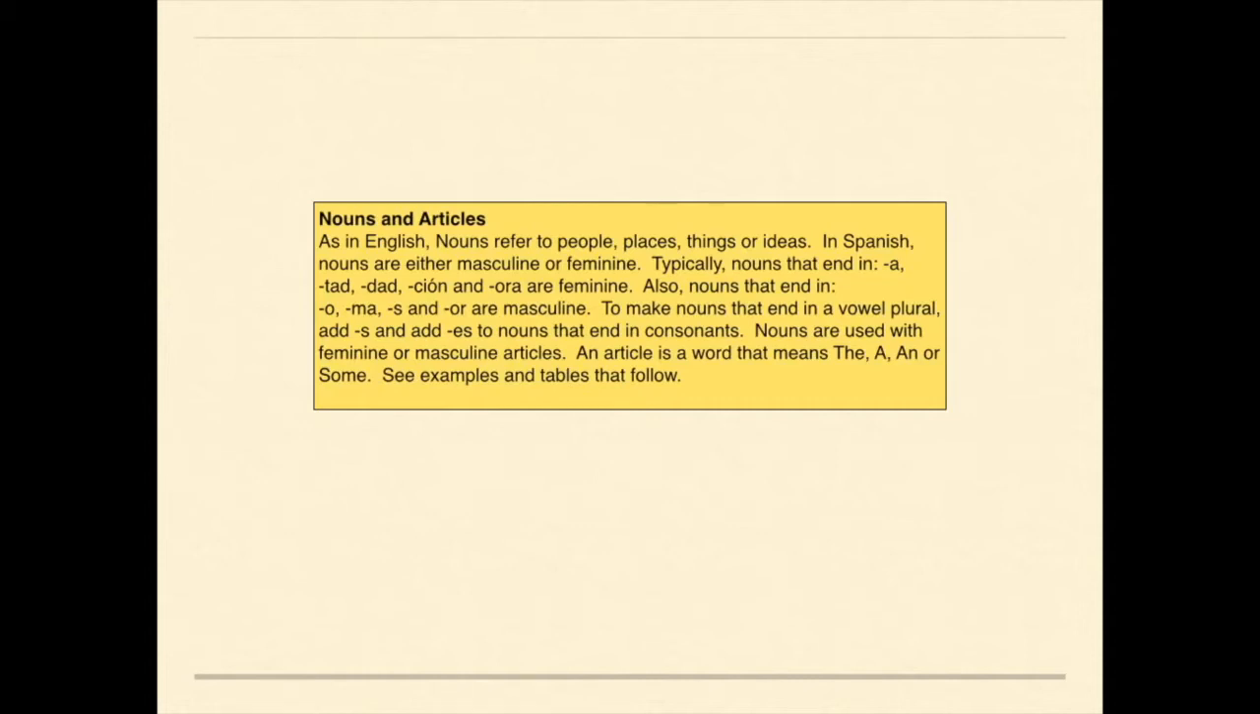To make nouns that end in a vowel plural, we add an s, and an es to nouns that end in consonants. Nouns are used with feminine or masculine articles. An article is a word that means the, a, an, or some. Let's take a look at some examples in the tables that follow.